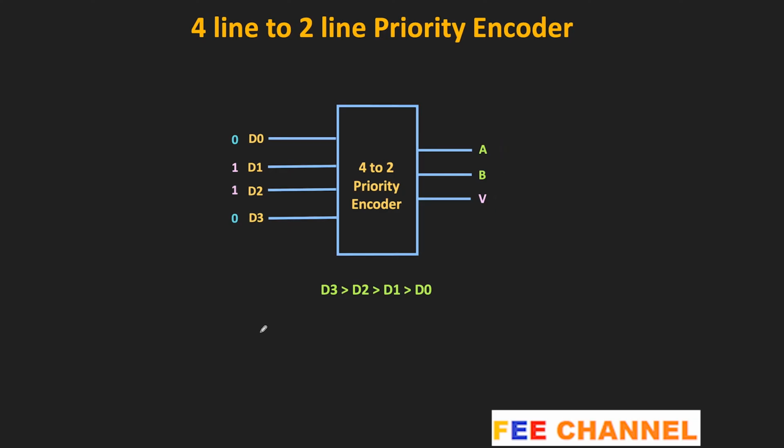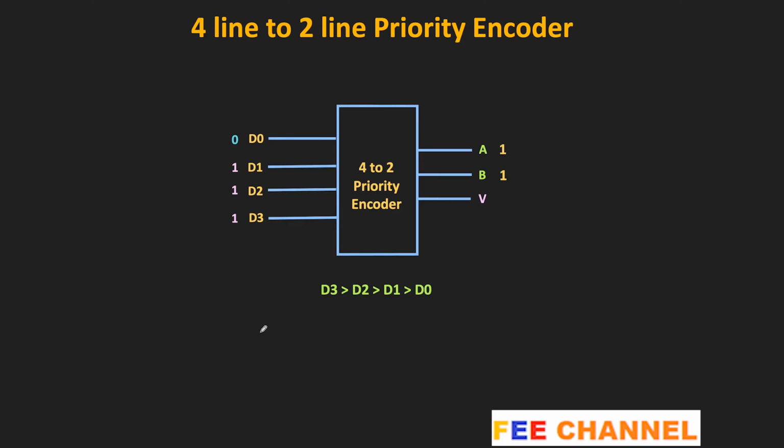But when more than one input is high, then the input with the higher priority will be considered. And we will get the output corresponding to that input. For example, if both D1 and D2 are high simultaneously, then D2 will have more priority. And therefore we get the output corresponding to D2, that is equal to 1, 0. Or when D1, D2 and D3 are all high, then the input D3 will have more priority. And therefore, we get the output corresponding to D3, that is equal to 1, 1. So that is the working of this priority encoder.